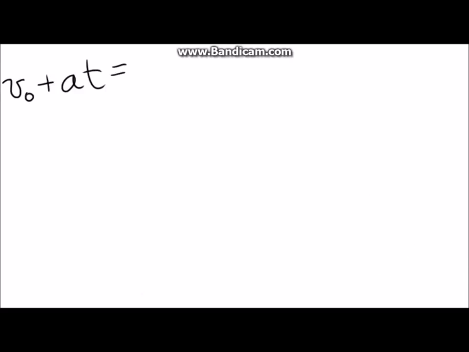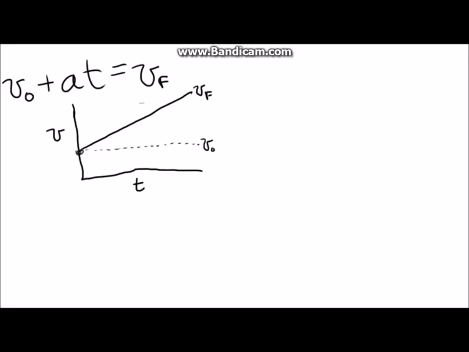Okay, so now for my favorite part, equations. Initial velocity plus at equals final velocity, or v0 plus at equals vf. Now here's a velocity versus time graph. v0 is the initial velocity, and vf is the final velocity. The slope is change in v over change in t, or acceleration.